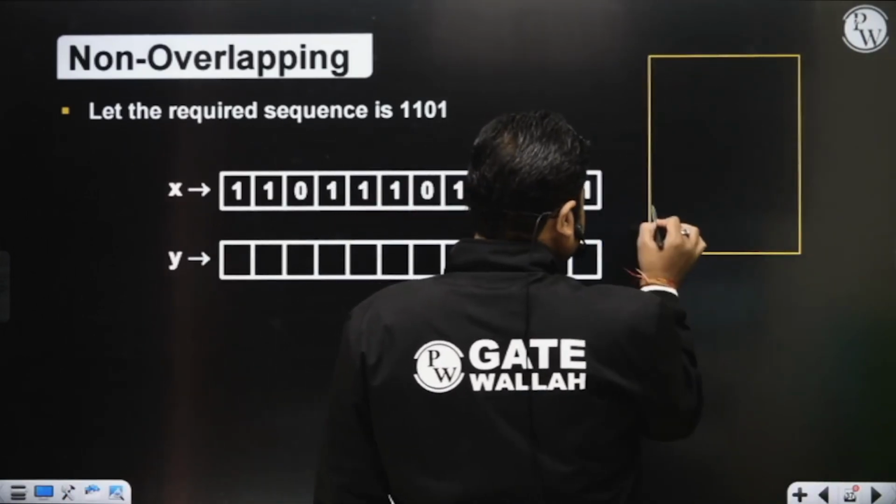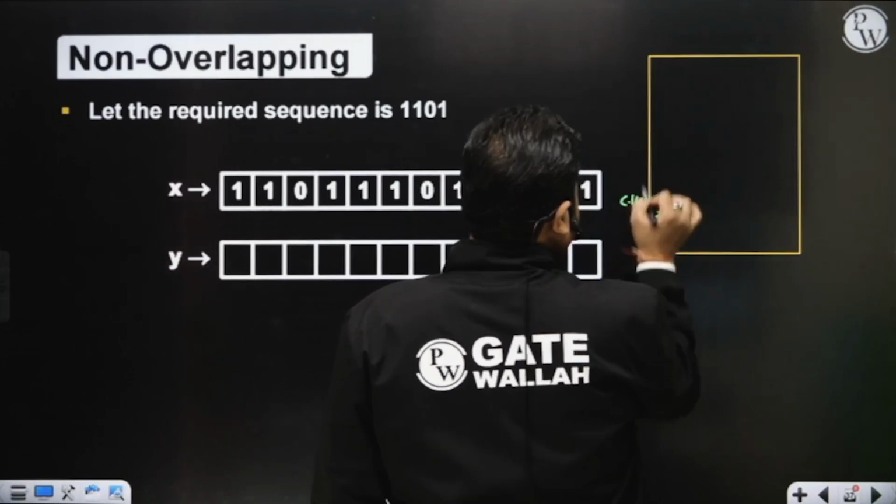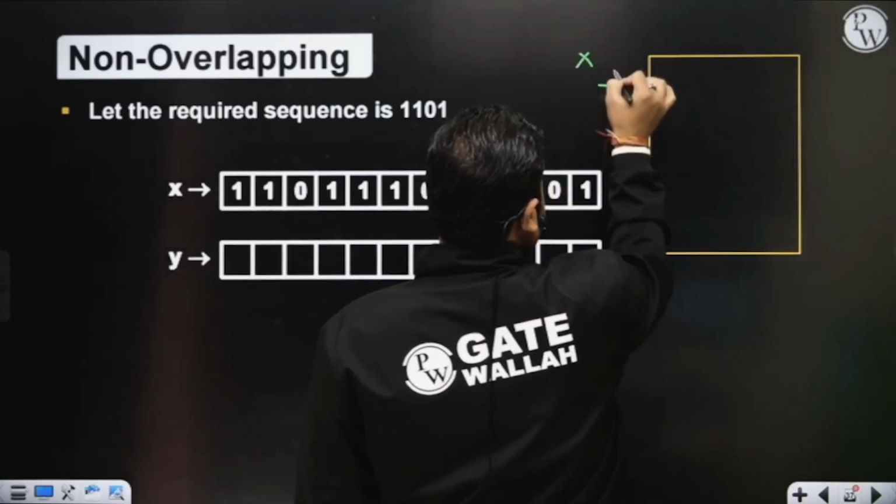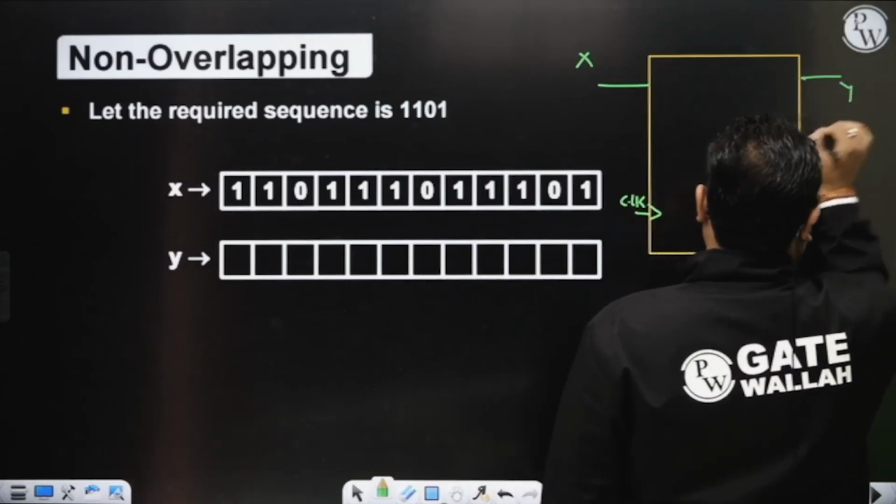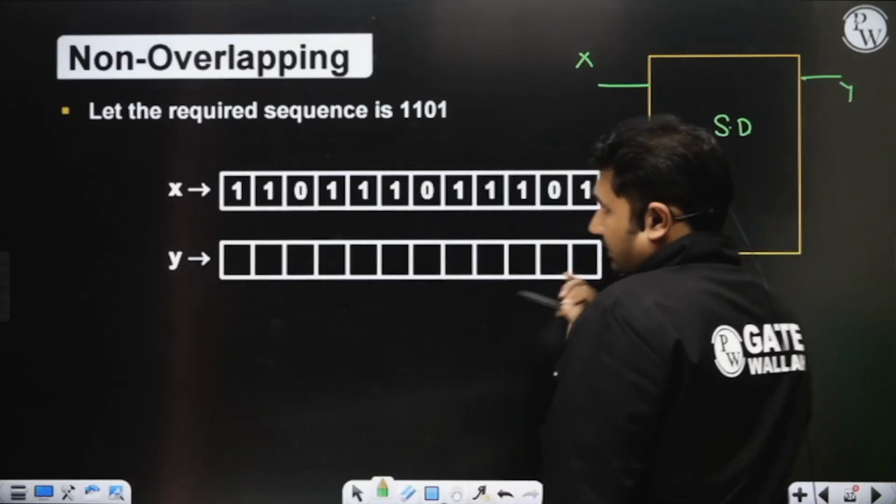Please try to understand this. This is a clock. These are the inputs X. And this is your output Y. This is your sequence detector.